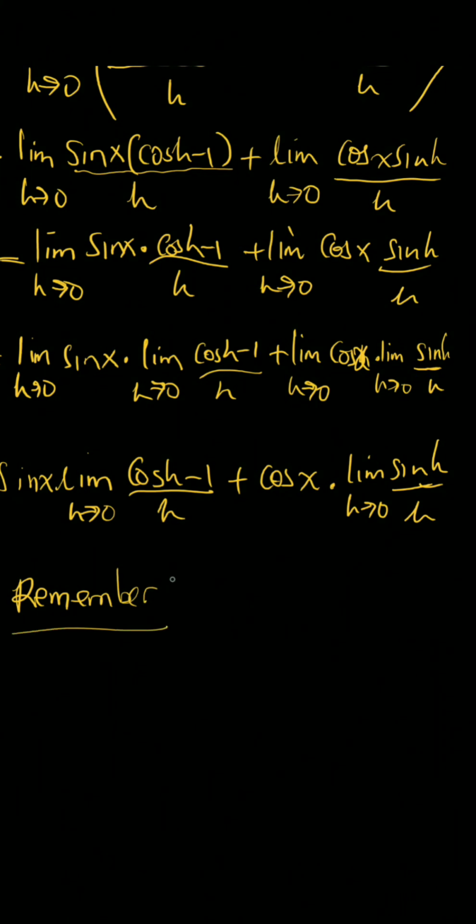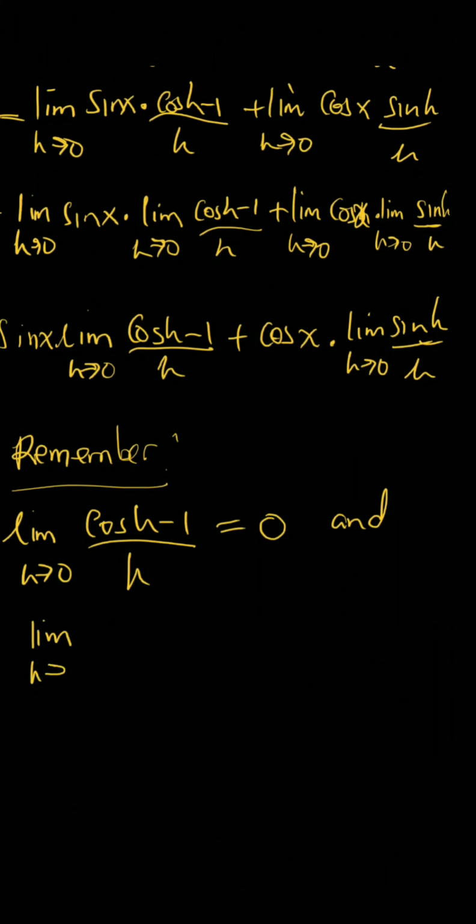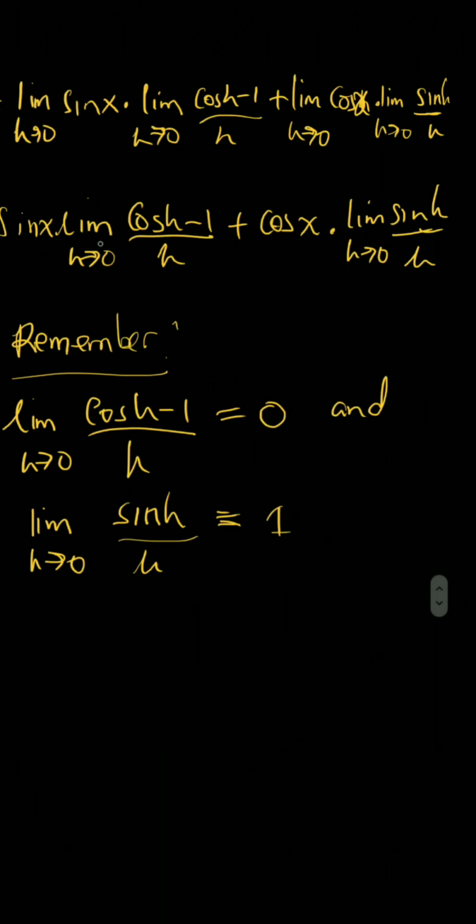Now also one thing that we need to recall from limits is that the two parts cos h minus 1 over h and sin h over h, so limit as h approaches 0 of the first part, which is cos h minus 1 over h, this one is giving us a 0, and also the second part, which is limit as h approaches 0 of sin h over h, this one gives us a 1. So we're going to record a video on these two to prove why the first one is 0 and the second one is 1.